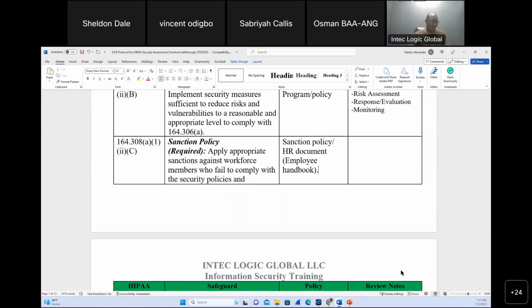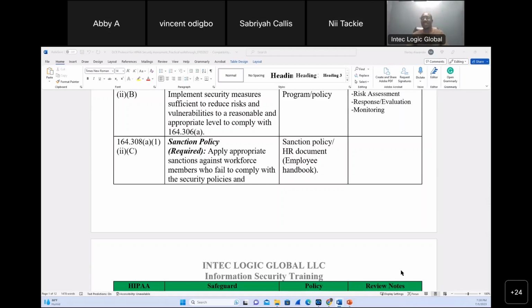Some of the terms that we want to see, like failure to comply would result in some sort of disciplinary action. And what are some of the disciplinary actions that we mostly notice they state over there? Sometimes they have warnings or termination.